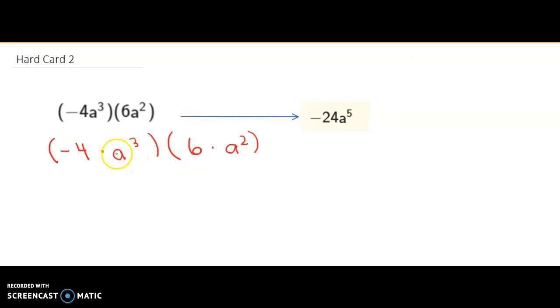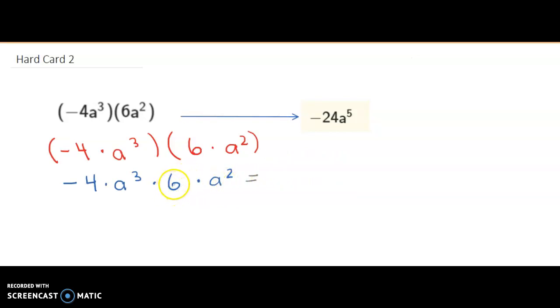Okay, and right now these parentheses aren't really serving a purpose, so I'm just going to rewrite this as, let me get another color, -4 times a cubed times 6 times a squared. All right, now I want you to think for a minute. I hope we could all agree that we can multiply these in any order, and it doesn't really matter which order we multiplied in, we're going to get the same response.